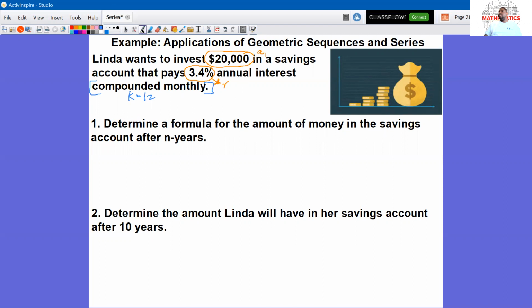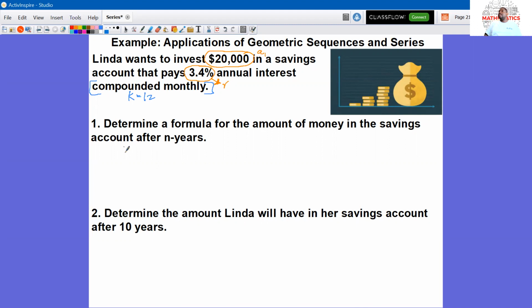All right, this says determine a formula for the amount of money in the savings account after n years. Okay, after n years. So that's a geometric sequence, because what's happening, okay, this is what's happening. Take an original amount, right? And then I take a percentage of that and add it back to the original balance. And then I have a new balance for the next month. And then that process repeats over and over again.